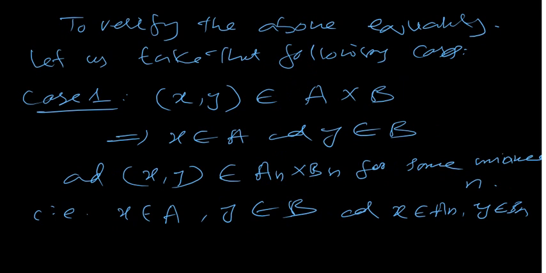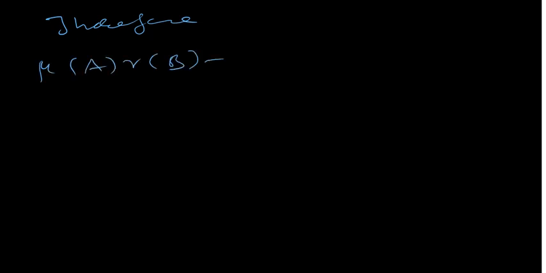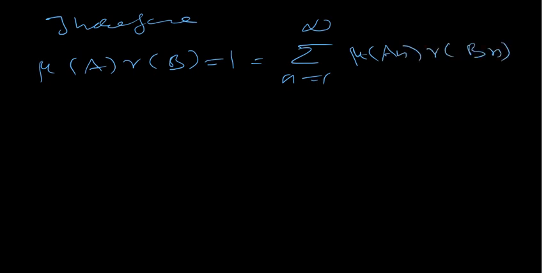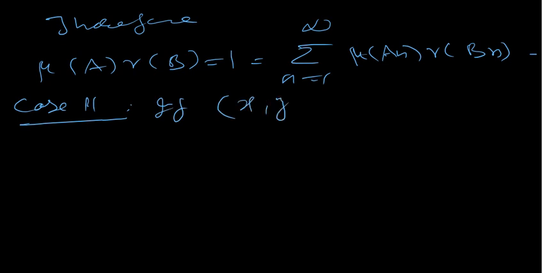So therefore mu of A into nu of B is equal to 1, and this is same as the summation n runs from 1 to infinity of mu of A_n into nu of B_n, so both are equal to 1. Case 2: if x comma y is not in A cross B, which is equal to the union obviously.